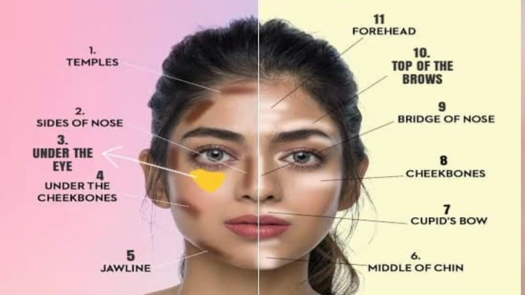And then we have number 10, and we are saying top of the brows. It can also be described as top of the eyebrows. So whenever we say, blend out properly the top of the brows, take this product over the top of the eyebrows, that is what we mean by top of the eyebrows.